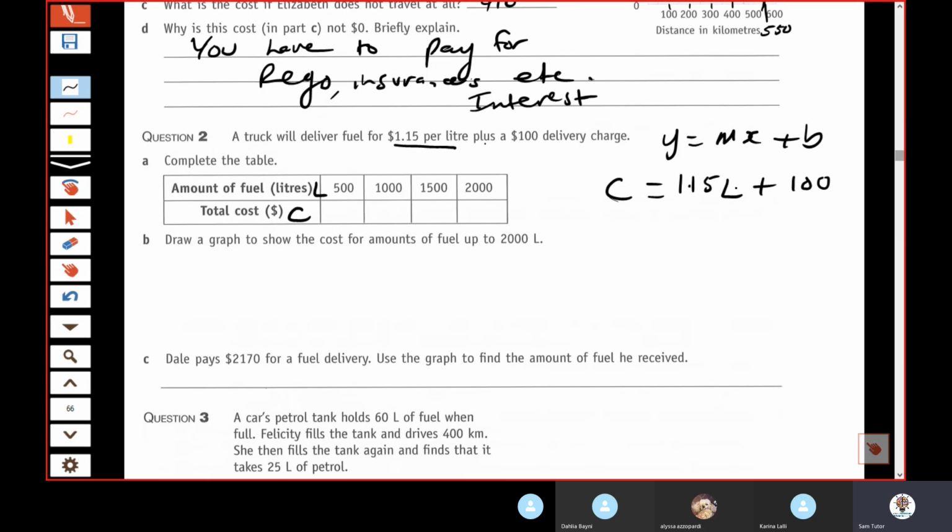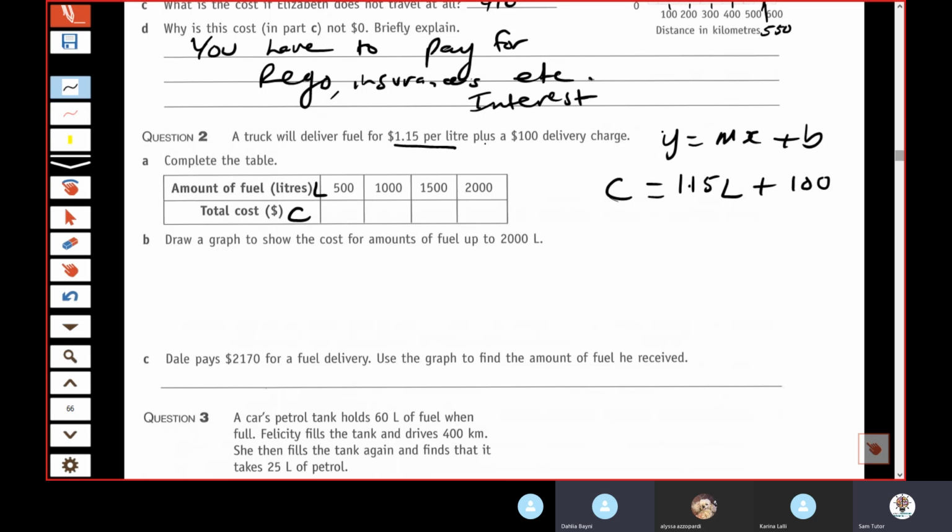If you didn't get any fuel, so L was 0, they'll still cost you $100 for just coming out, which would make sense. So C equals $100. But if you decide to buy 1 litre, that will cost you $1.15 times 1 plus another $100. If you bought 10 litres, it'll be $1.15 times 10 plus $100 for the delivery fee.